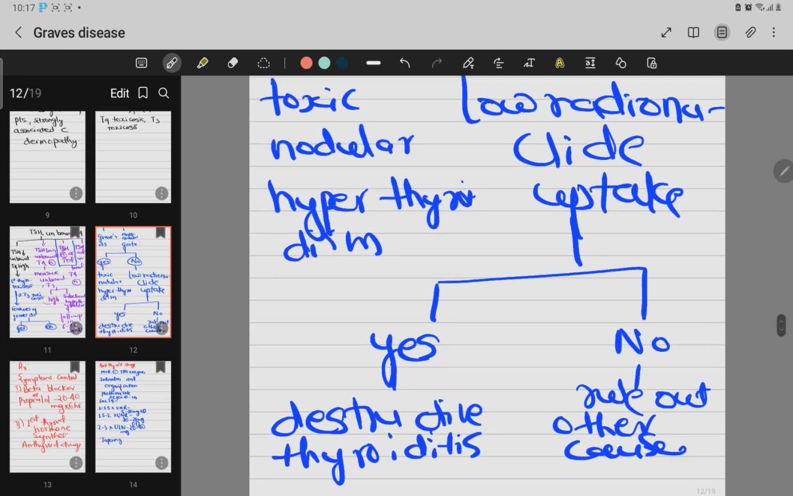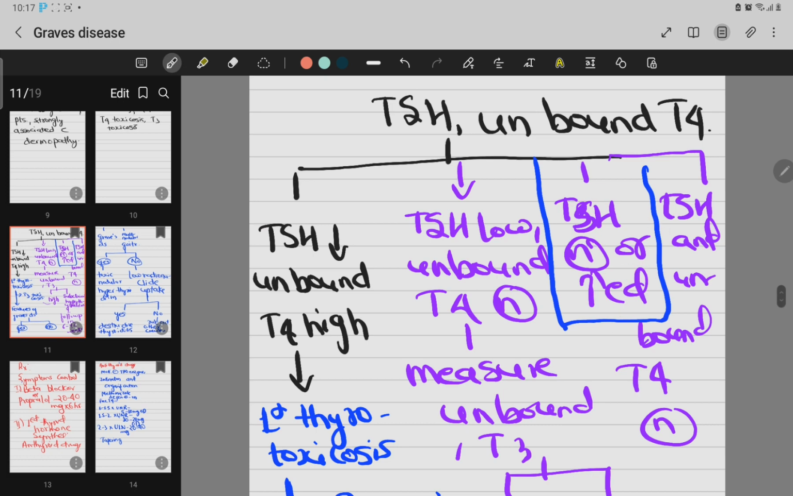So we will need to bring these things. If there is uptake of radionucleotide, yes, that is destructive thyroiditis. If no, rule out other causes. This is how we approach the case. If TSH is normal or increased, we leave it. If TSH and unbound T4 are normal, we leave it.